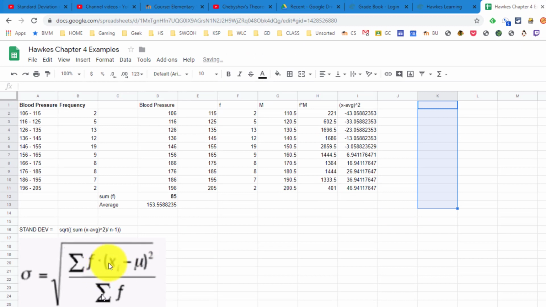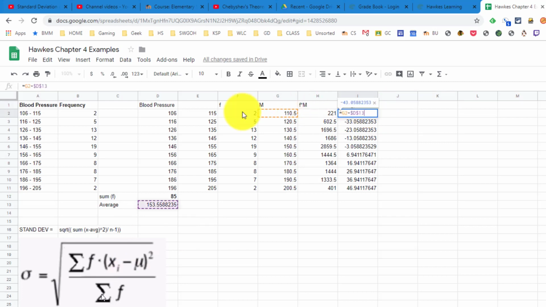All right, now that I have the x minus the average, I need to square each of these things. I forgot to do that in here, so I'm going to go back into this top formula, and you'll notice I did G2 minus this. I'm going to put a square on it right away. So now it took that, subtracted it, squared it.